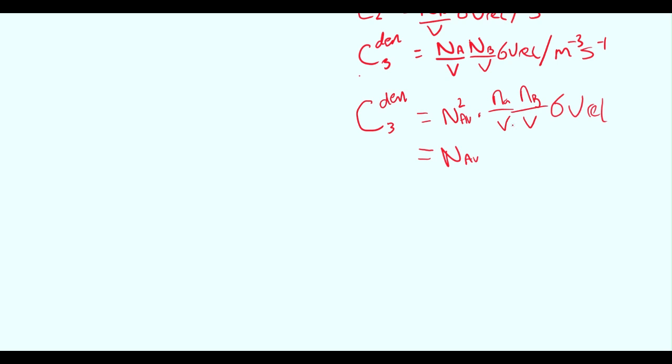And also, you may notice, n_A over V is equal to the concentration of A. So we can put that in to simplify the equation further. And now we have an equation with units of moles per meter cubed per second. This can be further made into standard units by changing between meters cubed and decimeters cubed, simply by adding a multiplication factor, which I won't show here.